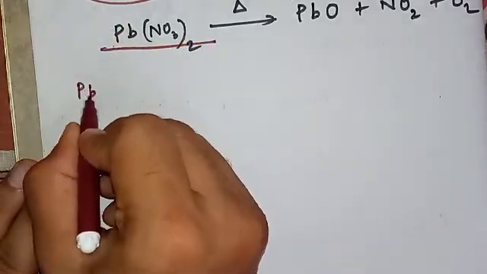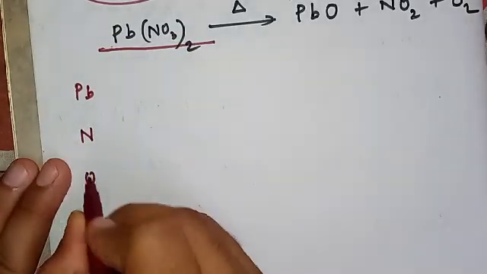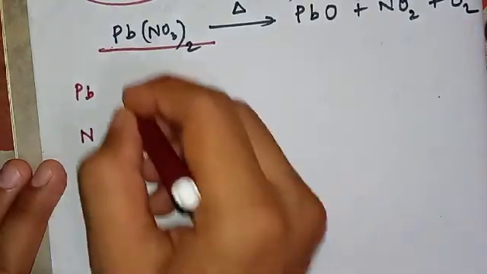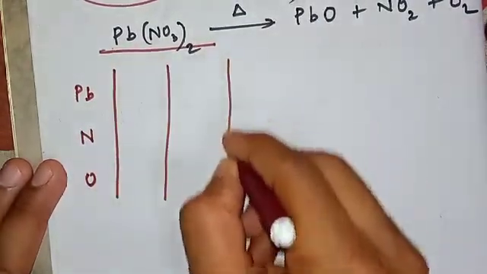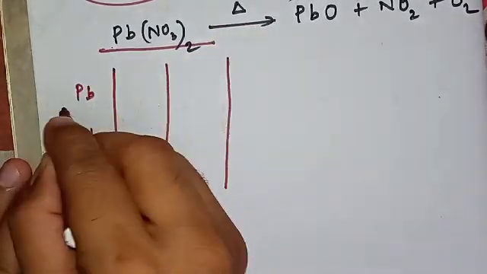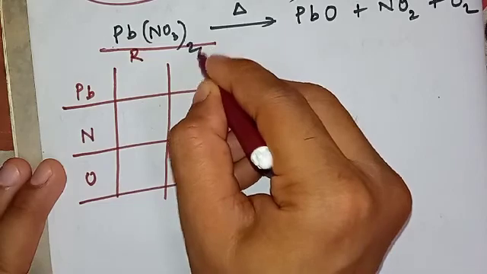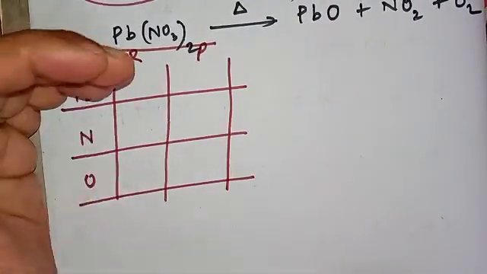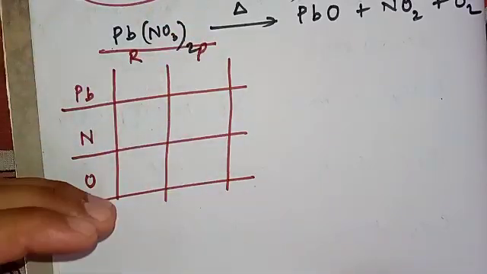So lead is an element, nitrogen is an element, oxygen is an element. Just focus on the reactant side. Okay, so we have written all the elements. Now we will draw 2 columns, one for the reactant side, other for the product side. Now step by step we will balance. We will follow the same sequence. First we will look at lead, then we will look at nitrogen, then we will look at oxygen.